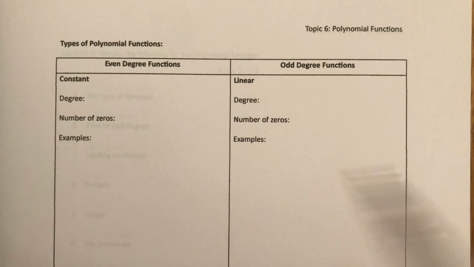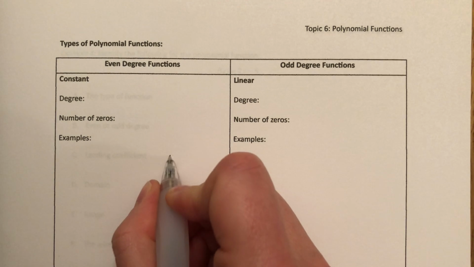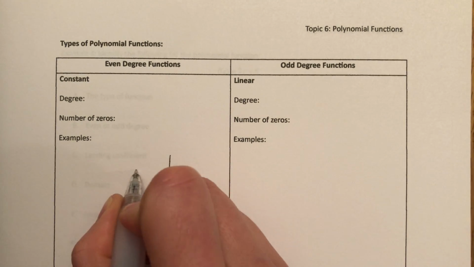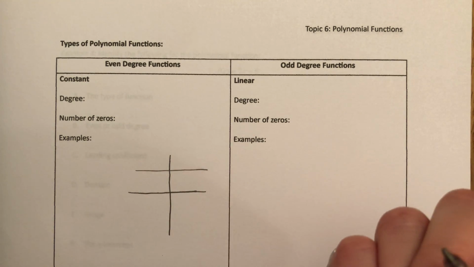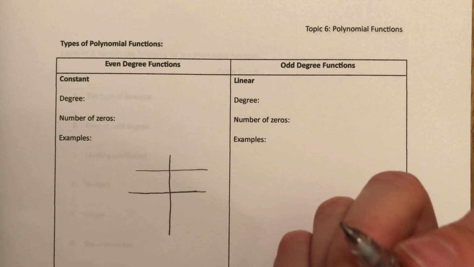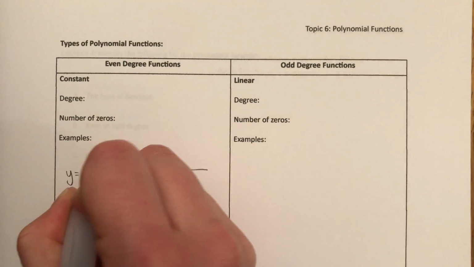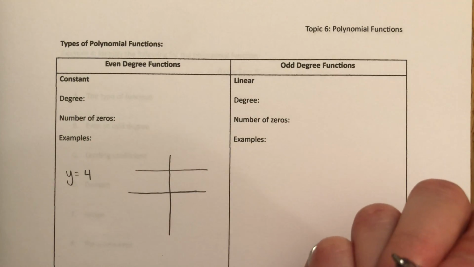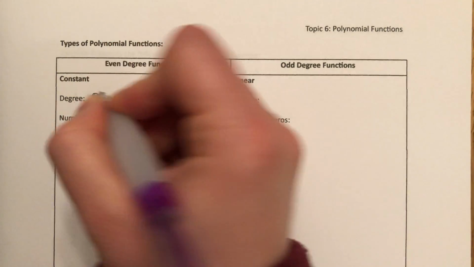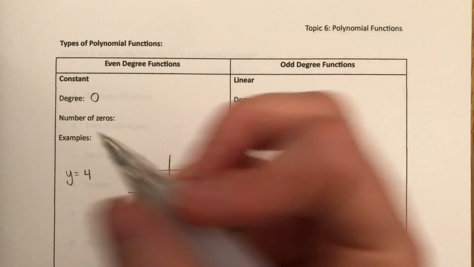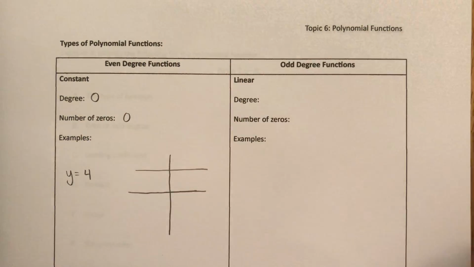Okay, if we have just a constant function, what that means, I'm going to draw us a graph first so you guys have an idea, is there's my x and y axis. My graph kind of looks like that. So it might be like y is equal to 4. That might be what I just drew. My degree is actually 0 because there's no exponent here. It is just a constant. So the number of zeros is going to be 0. It doesn't touch the x-axis at all.